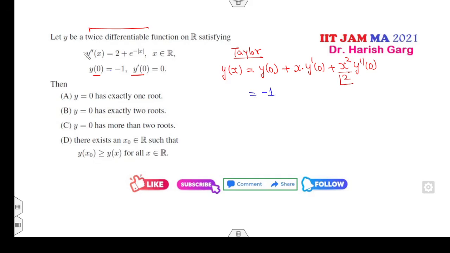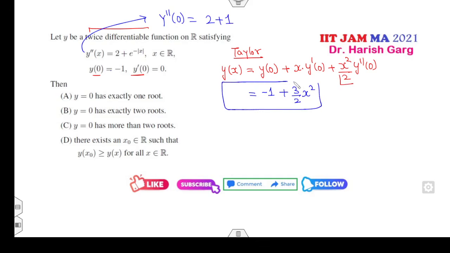What is y''(0)? यहां से निकाल लो. y''(0) is 2 + 1, that is 3. So 3/2 x². Fine. Now you can see this function is my quadratic, has exactly one root. चलो बाहर. Exactly 2 roots. Fine. More than 2 roots.